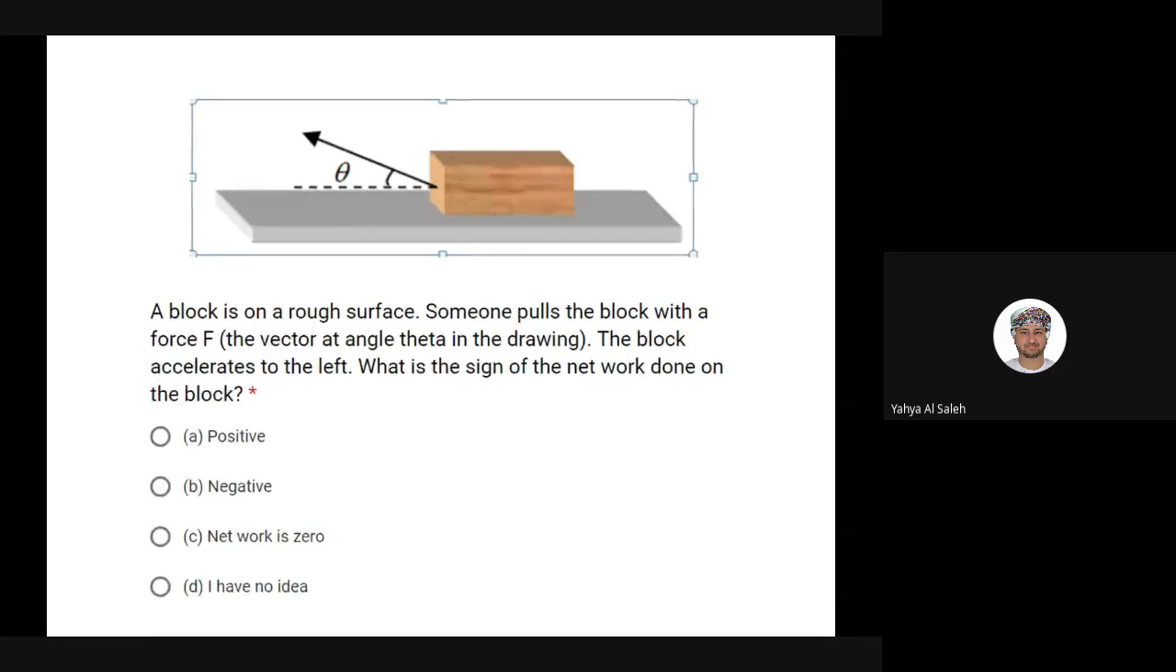Now, a block is on a rough surface. Someone pulls the block with a force F at some angle theta. The block then accelerates to the left. What is the sign of the net work done on the block? Positive, negative, net work is 0, or I have no idea. Type it into the chat box. I'll give you a minute to think about it.